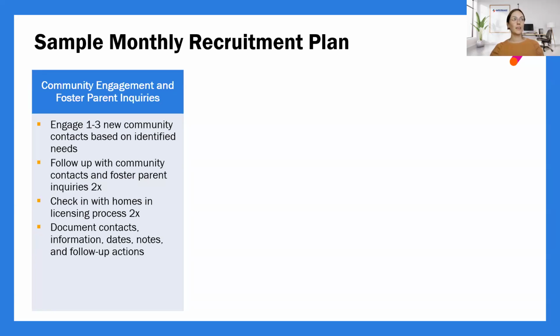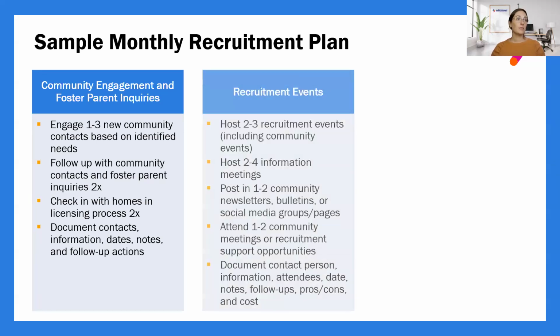Set a goal to engage with 1 to 3 new community contacts that you've identified after collecting that data where your gaps are. Set a goal that you'll follow up with them and any inquiries 2 times a month. Check in with your current families that are in process. Maybe you suggest holding a meeting with your licensing team, and making sure that you have things documented and kept up to date. These are all great places to start as a recruitment plan.